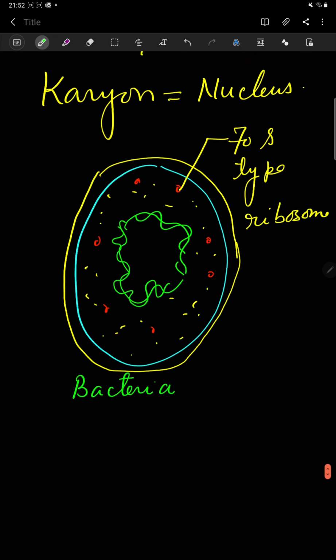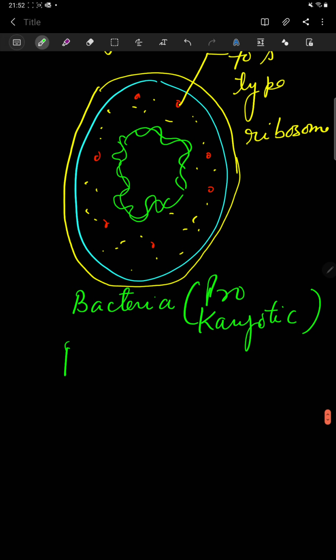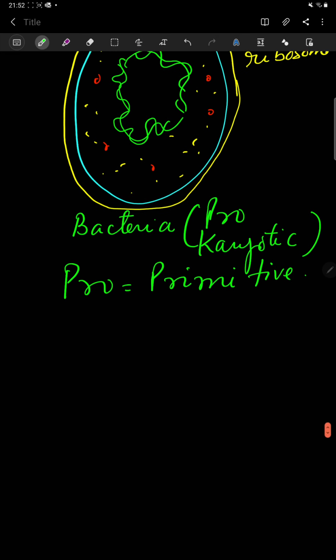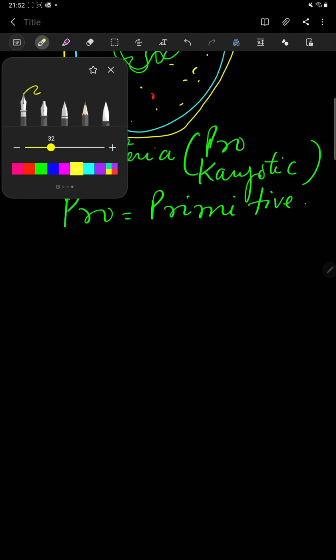Now, this bacteria is actually prokaryotic. The meaning of karyotic is clear to you, that is nucleus, and pro means primitive. Pro equals to P-R-I-M-I-T-I-V-E. Now, the last one, the heading is chromosome, alright.